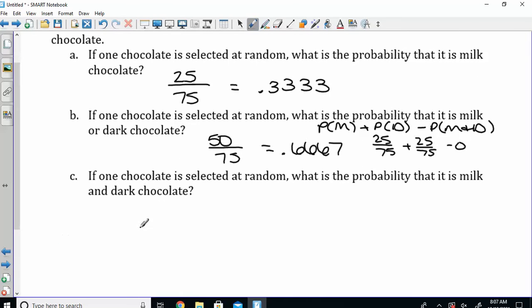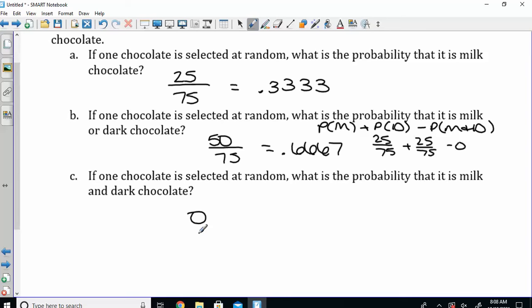Part C. If one chocolate is selected at random, what's the probability that it is milk and dark? So I'm going to take one piece of candy, and I want it to be both flavors. 0. There are no chocolates that are 2 flavors. That makes sense to everybody?